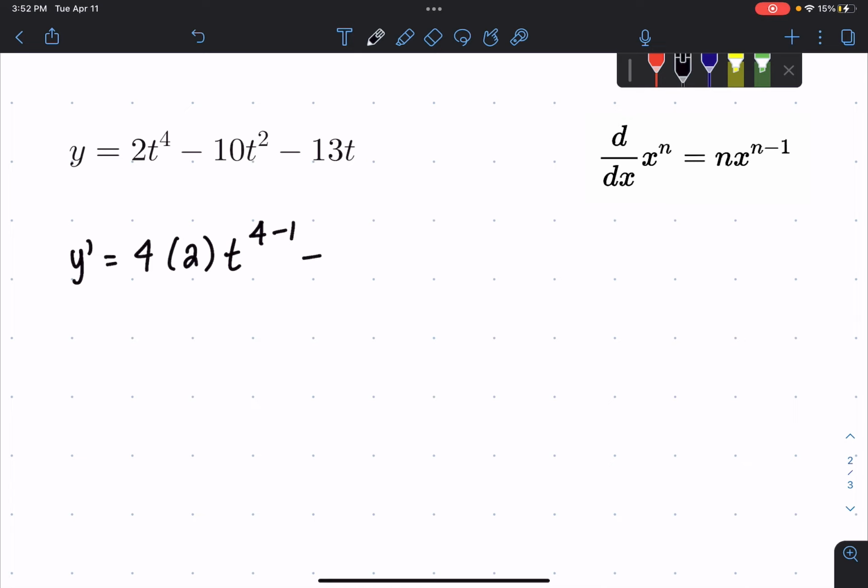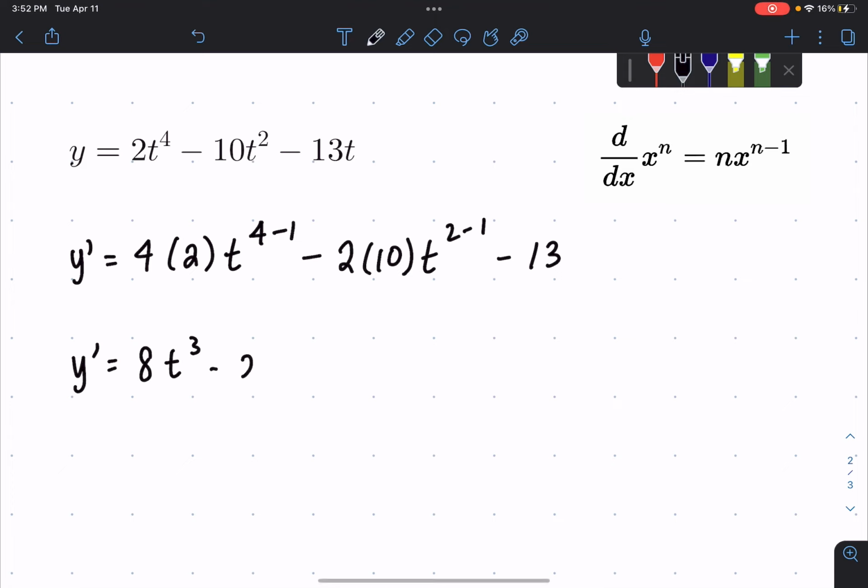For the second term, we drop down the 2, multiply that by our old coefficient, times t to the power of 2 minus 1. For the third term, well, t is already to the power of 1, so 1 minus 1 is 0. We know that from the previous question, so it's just 13. Now, if you simplify this, we get 8, 4 times 2 is 8, times t to the power of 3, minus 20 times t to the power of 1, which is just t, minus 13.